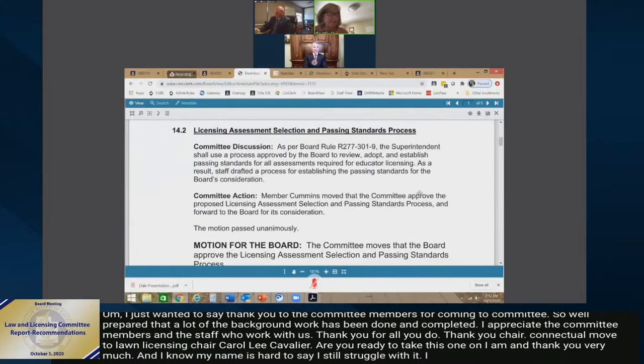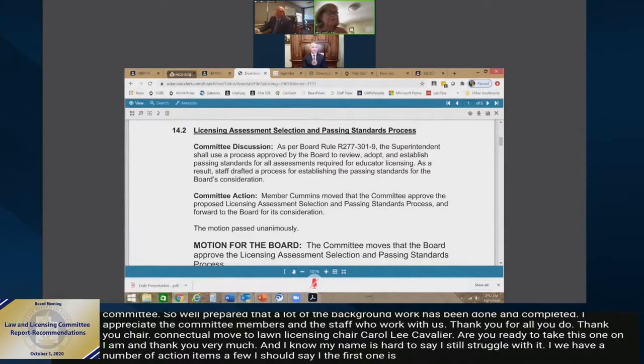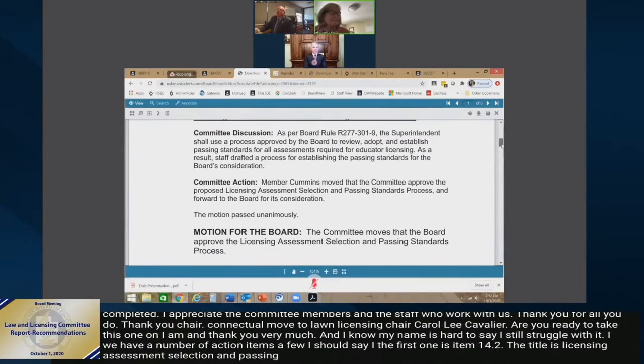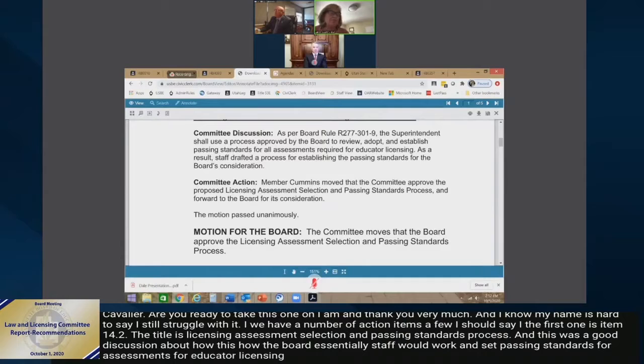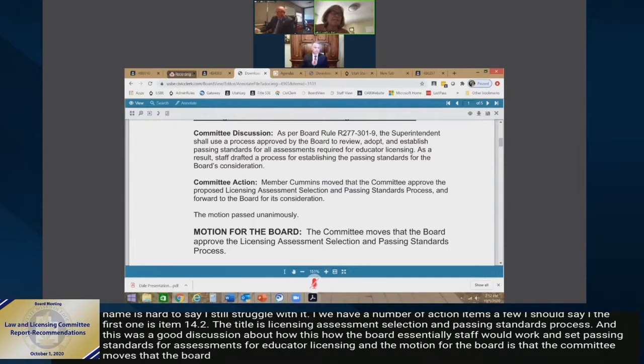We have a number of action items, a few, I should say. The first one is item 14.2. The title is Licensing Assessment Selection and Passing Standards Process. And this was a good discussion about how the board, essentially staff, would work and set passing standards for assessments for educator licensing. And the motion for the board is that the committee moves that the board approve the licensing, assessment, selection, and passing standards process.